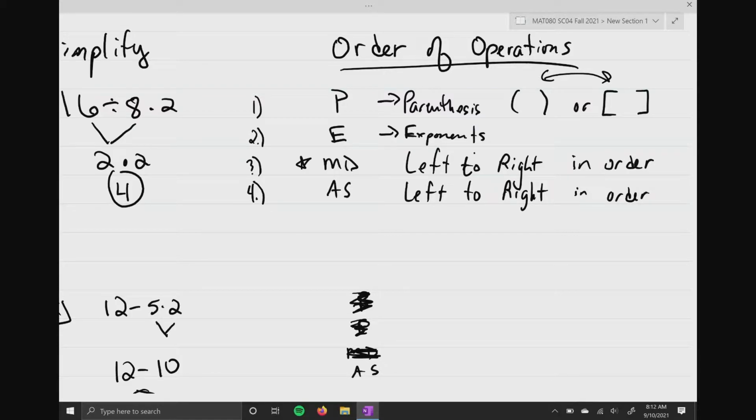So, multiplication and division are on the same line. Therefore, they're equal in terms of their priority. So you do them left to right in order. And then addition and subtraction is on the fourth line. They're equal in terms of priority. Therefore, you got to do them from left to right in the order in which they appear.